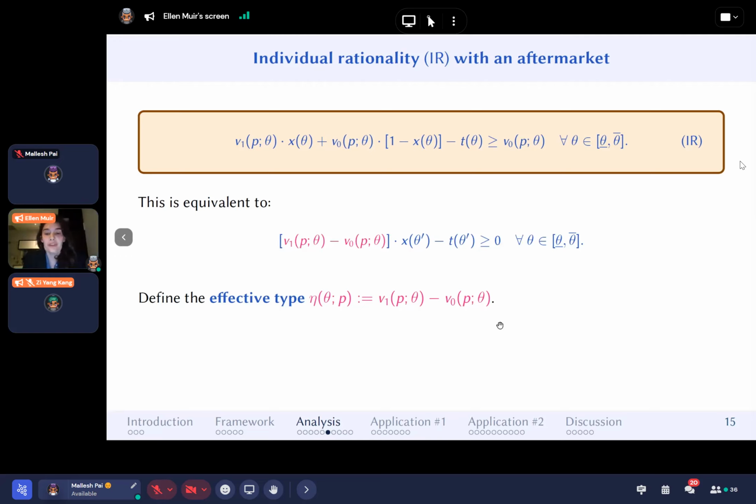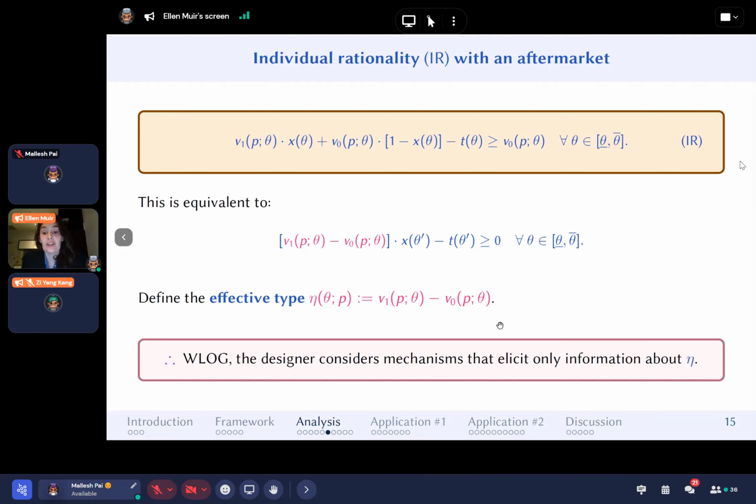And once we've done this step of identifying these effective types that the designer actually has the ability to screen over, accounting for the equilibrium effects of what happens in the aftermarket, the problem is moving closer and closer to looking like a standard mechanism design problem, with standard incentive compatibility and individual rationality constraints. And so, as we've noted here, without loss of generality, the designer considers mechanisms that elicit only information about this effective type.